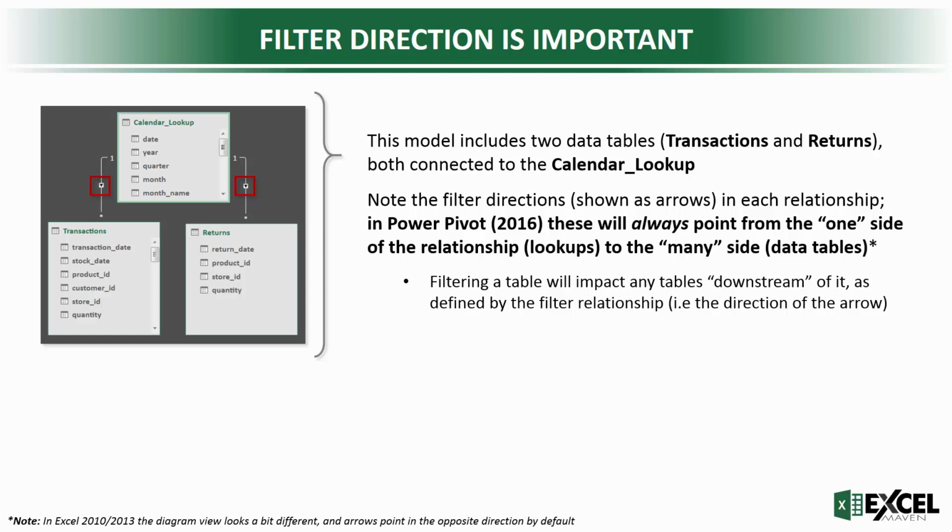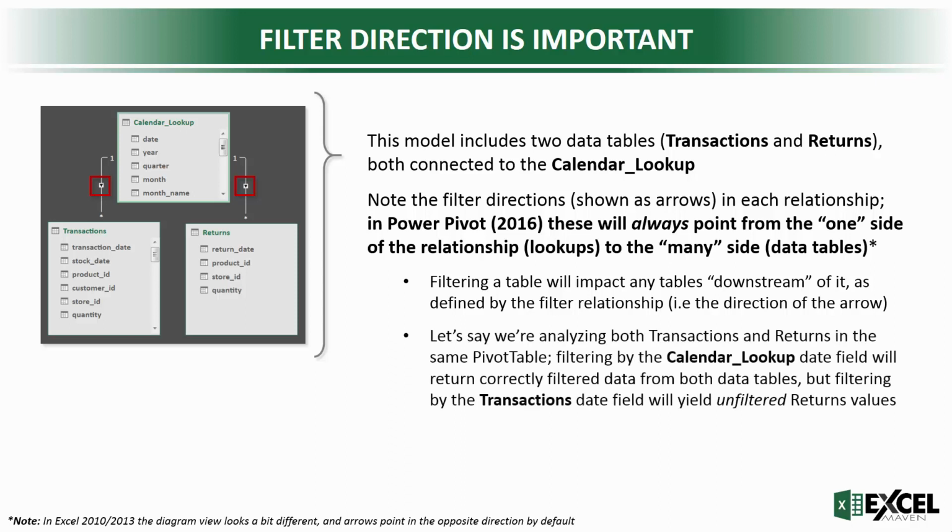So I want that to sink in for a second. When you filter a table, like the calendar lookup, you're not just filtering the calendar, you're filtering the calendar plus any related tables that are downstream. So when you follow the arrows, any of those connected tables will filter as well. So what that means is that if we're analyzing both transactions and returns in the same pivot table, filtering by the calendar lookup date will correctly filter both data tables, since both are related and both are downstream.